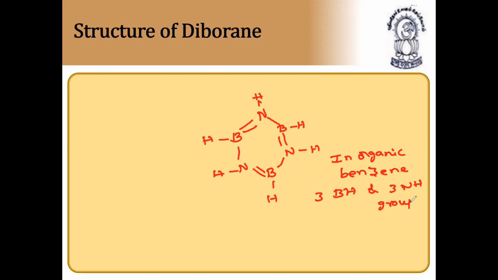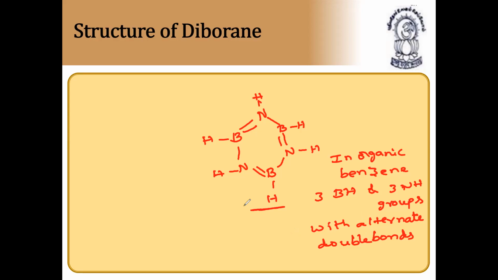Alternate double bonds with alternate double bonds. So please make a note of this. It is very, very important. So it forms 3 BH and 3 NH groups with alternate double bonds. So this is called inorganic benzene.